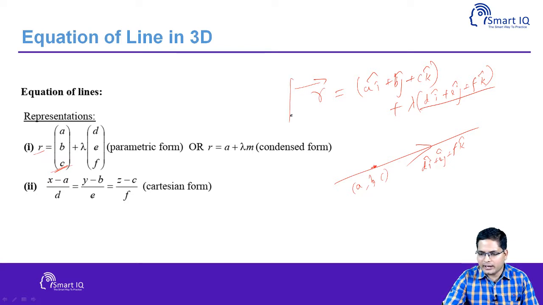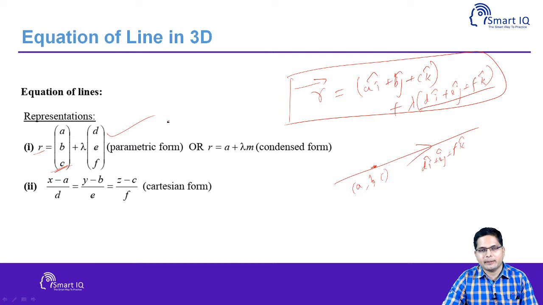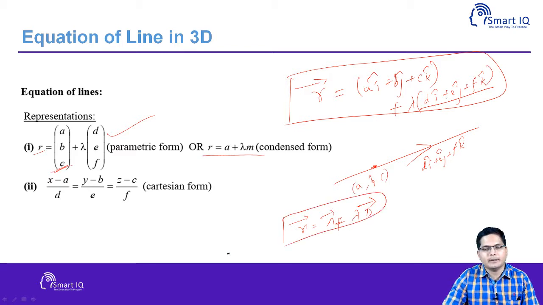So this form of the equation of a line is called the vector form. This is called the matrix or parametric form. So how will you write it in vector form? r is the vector a plus lambda times some direction d. This is the equation of the line. This equation of the line can be written in Cartesian form like this. This is called the symmetric form.